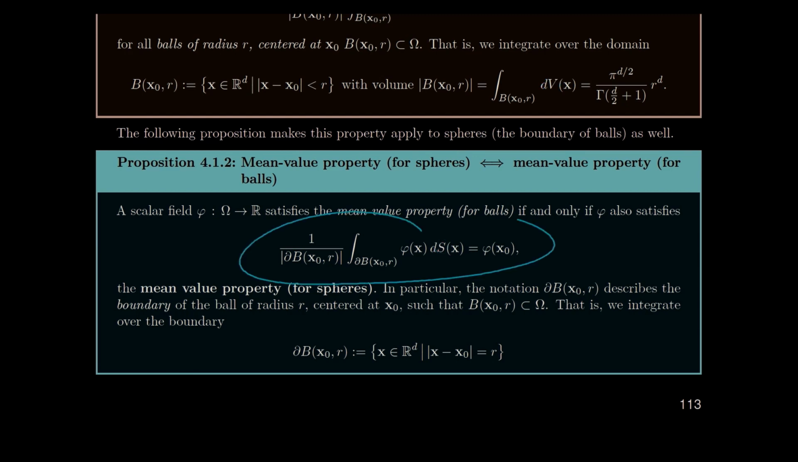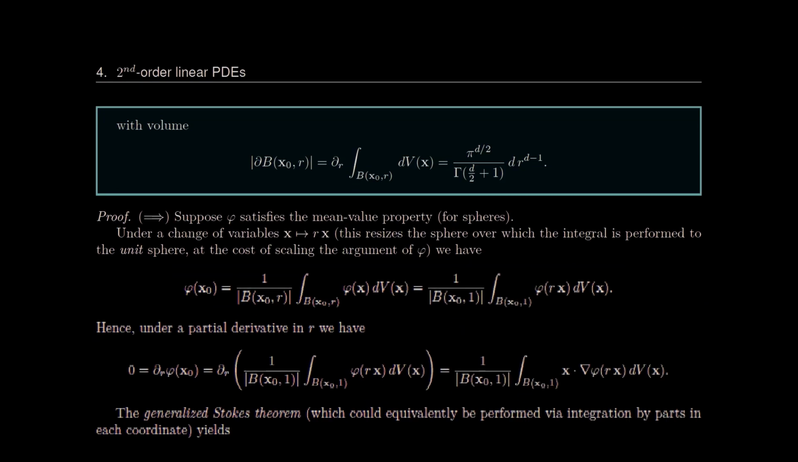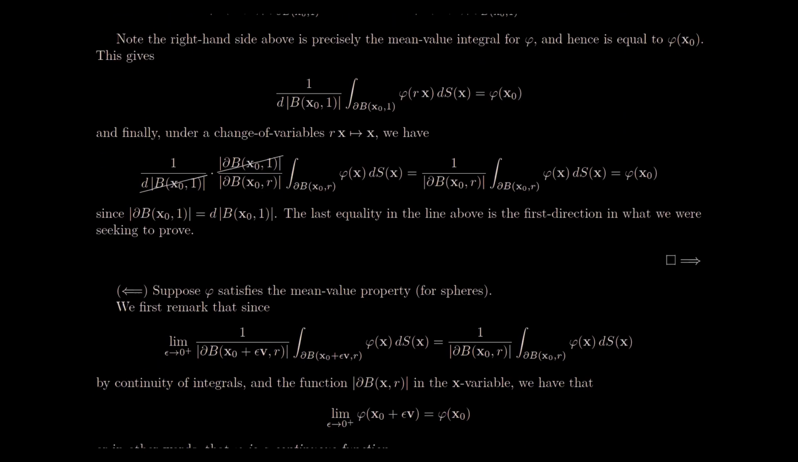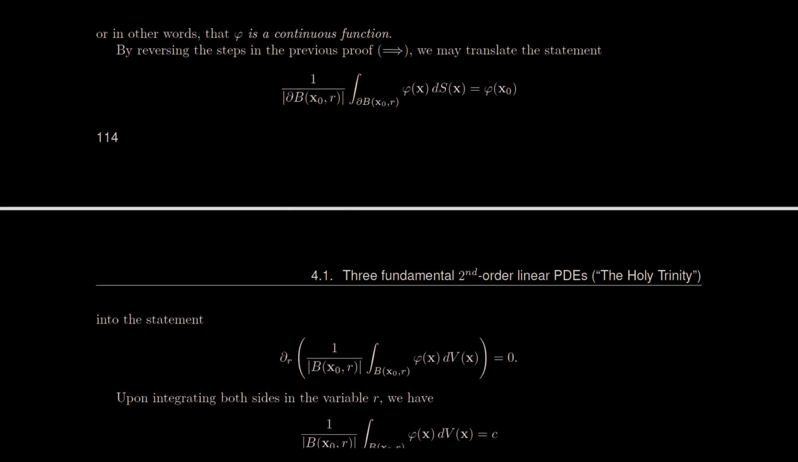But the statements are the exact same, where if I take the average over the entire integral, I get the value at the center. And they're equivalent statements. And I have a little proof here. You don't have to read the proof. It's pretty long and really doesn't really explain too much about what's going on.